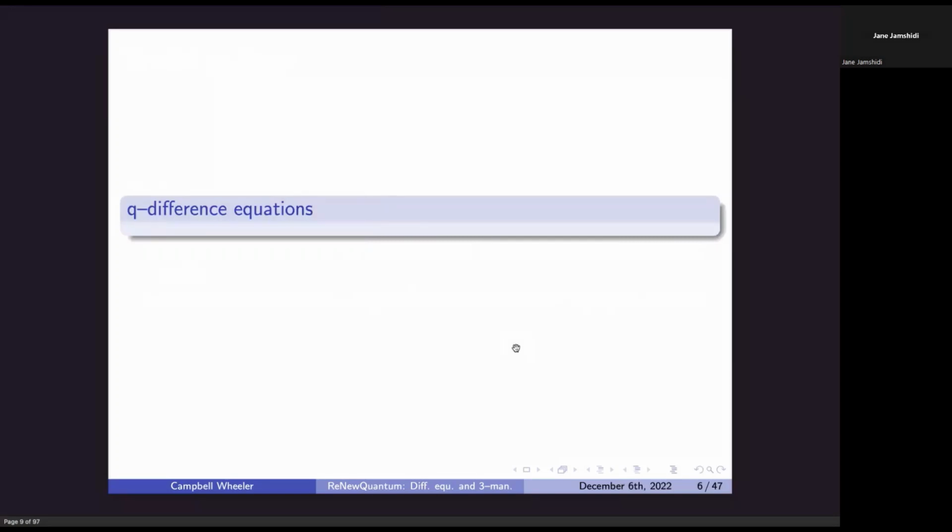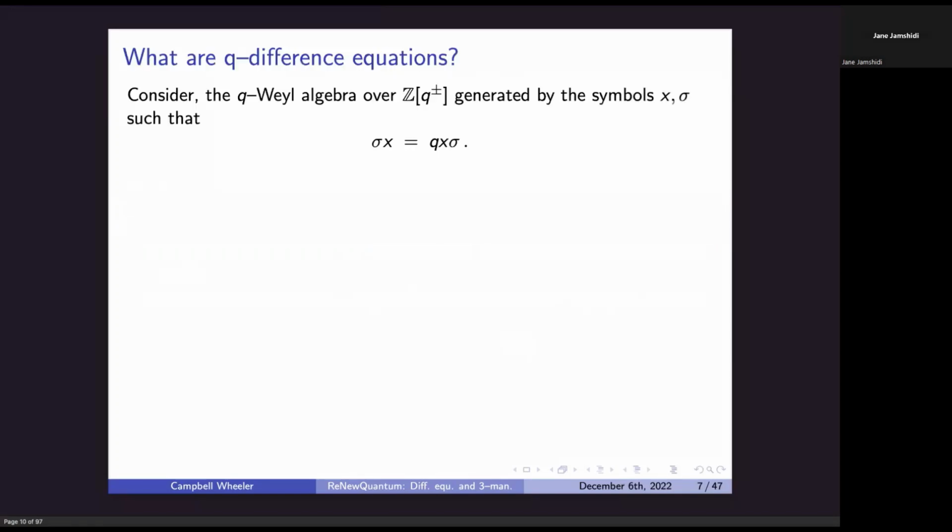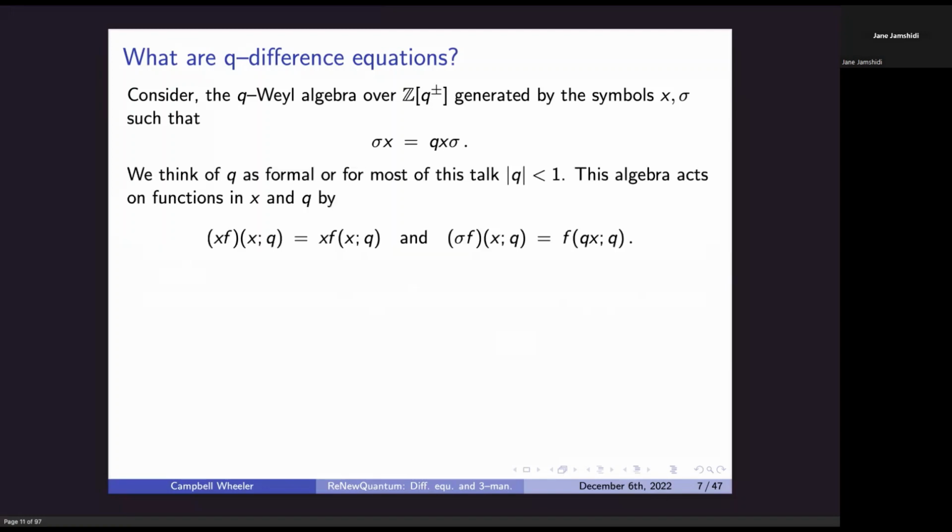Okay, so let's start with Q-difference equations. We can take the quantum torus, or the Q-Weyl algebra, which is an algebra over Laurent polynomials generated by X and sigma, and we insist that these Q-commute. We can think of Q as a formal parameter, or, for most of this talk, since I'm considering Q-series, I want Q to be a complex number with absolute value less than 1. That's a good way to think about it.